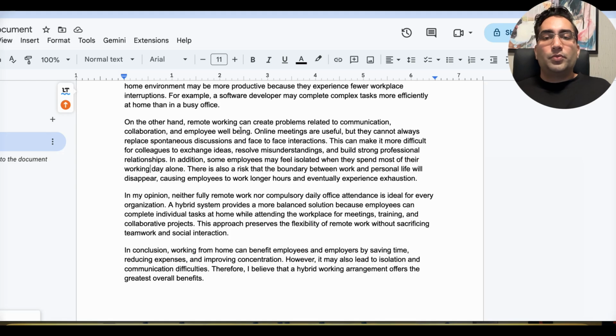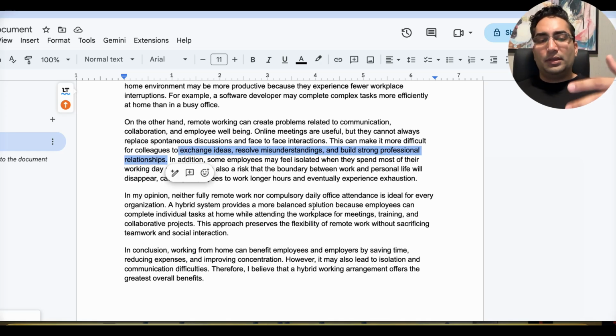On the other hand, remote working can create problems related to communication, collaboration, and employee well-being. Okay, so this is the topic sentence. Online meetings are useful, but they cannot always replace the spontaneous discussions and face-to-face interactions. This can make it more difficult for colleagues to exchange ideas, resolve misunderstandings, and build strong. This is another thing that ChatGPT does a lot. Anytime you ask it to correct your sample or give you sample answers, it gives you a list. And IELTS does not want a list. It wants you to focus on one point and just elaborate that.